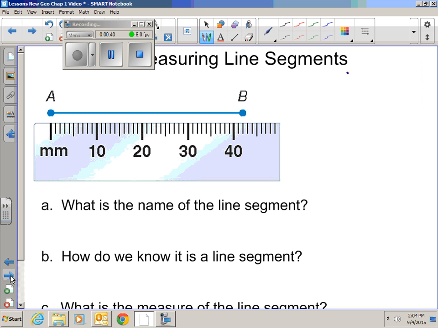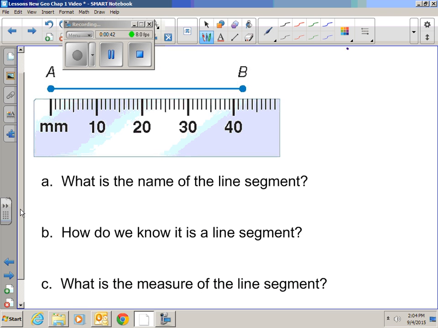Let's look at this first slide right here. I want you guys to answer these questions real quick. What is the name of the line segment? How do we know it is a line segment? And what is the measure of the line segment? I'll give you about 10 seconds.